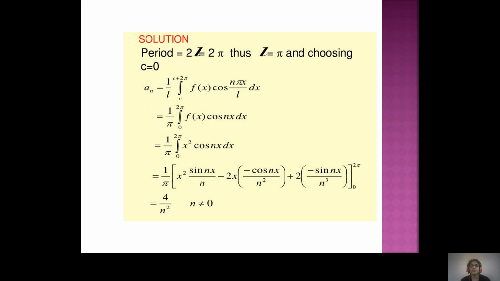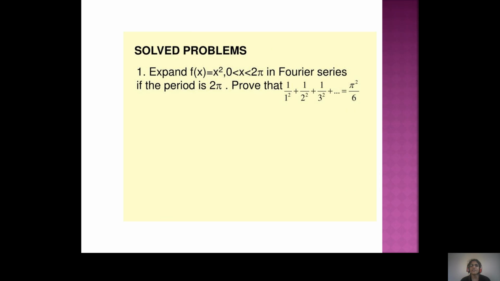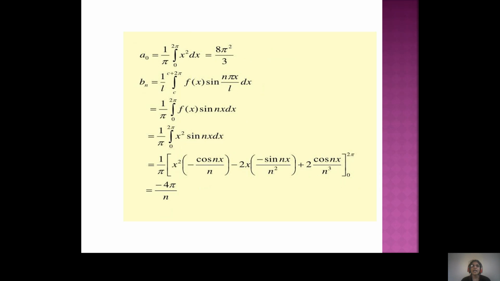So we have to substitute this value, that is f of x is equal to x square, which we have already done. So put the x square value there. And here bn is equal to 1 by pi integral of 0 to pi of f of x, which is x square, sin nx dx. So x square into sin nx dx.